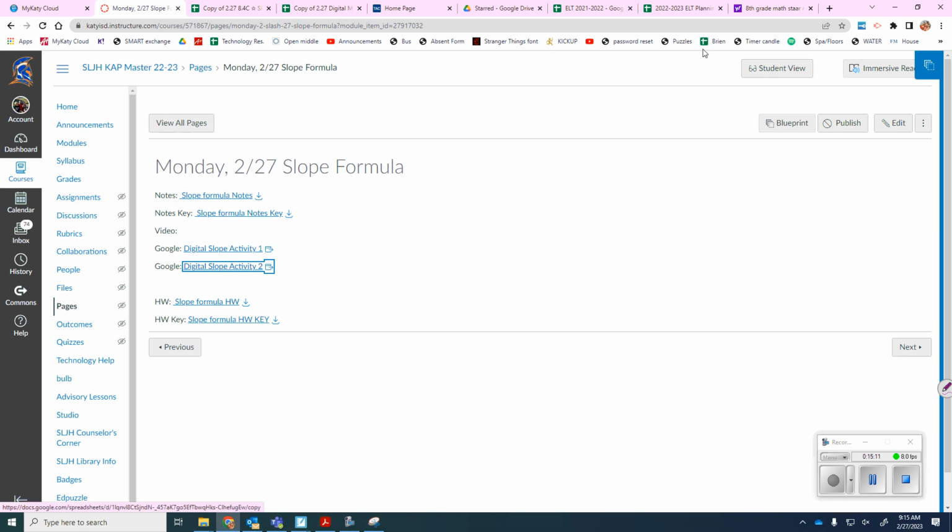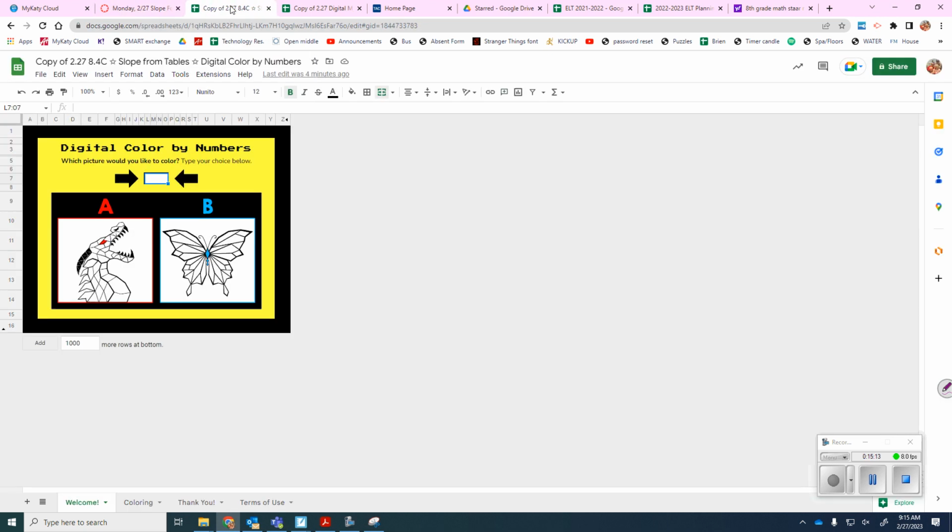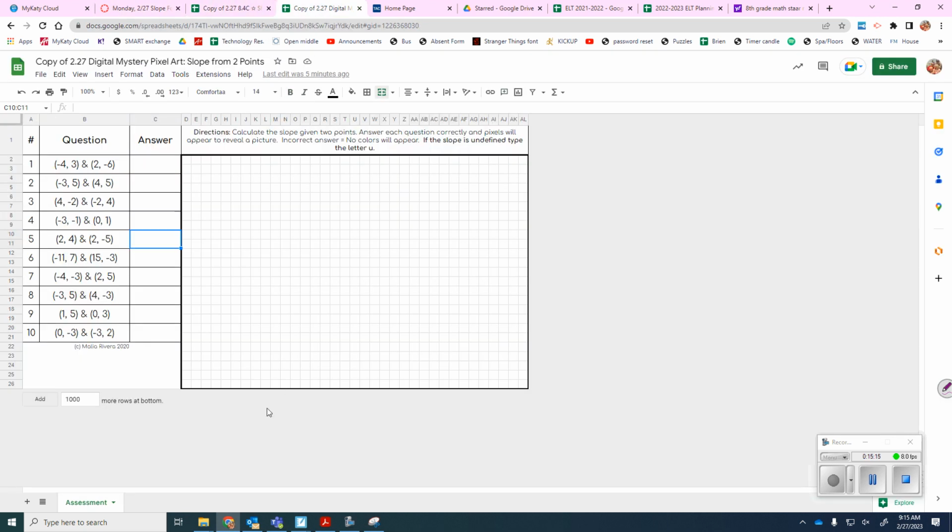Digital Slope Activity 1 looks like this. It says calculate the slope of 2 given points. Answer each option correctly and pixels will reveal. Incorrect answer, no colors will appear. If the slope is undefined, type the letter U. Like over here, I went ahead and found one. When my x's are the same, that means I'm going to have an undefined slope, right? So if I just type a U, see what happens? Some colors appear. If no colors appear, then you did something wrong.